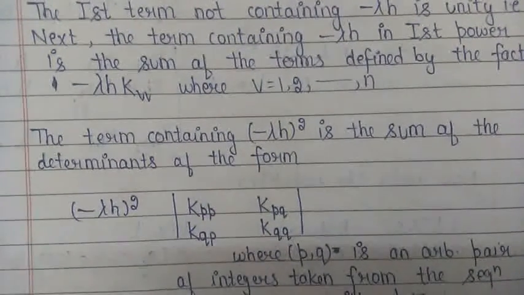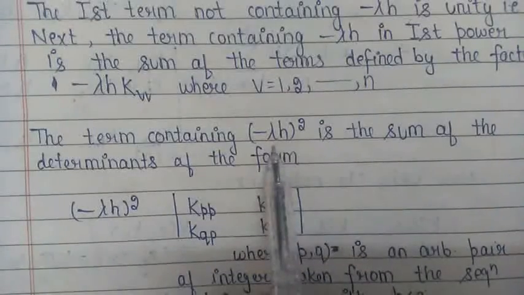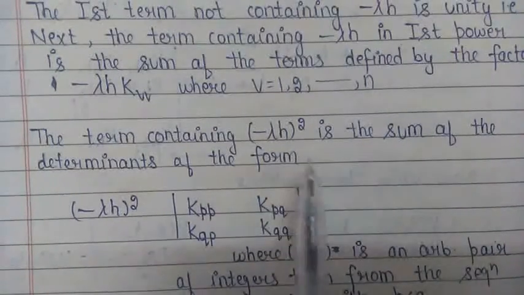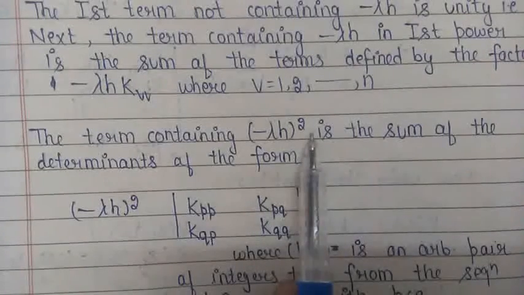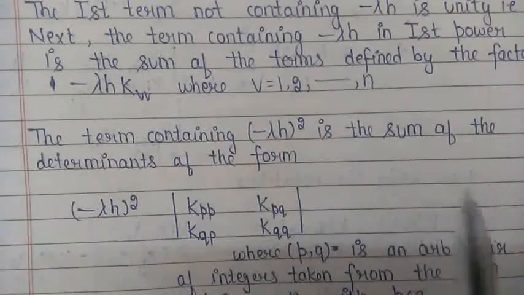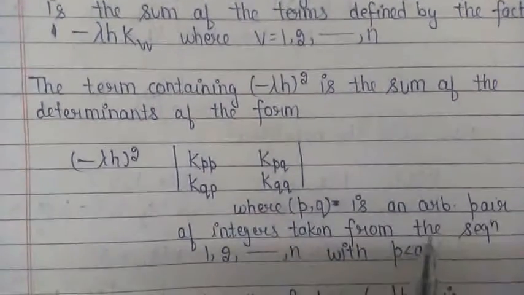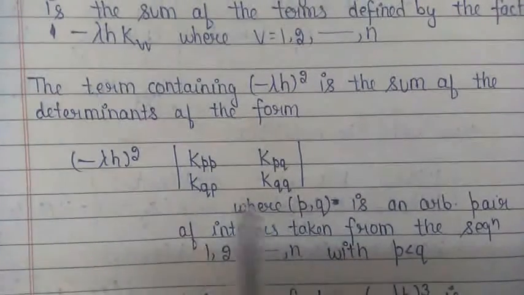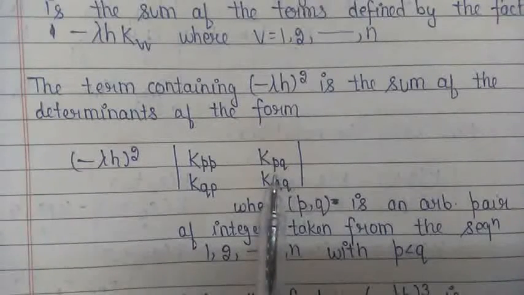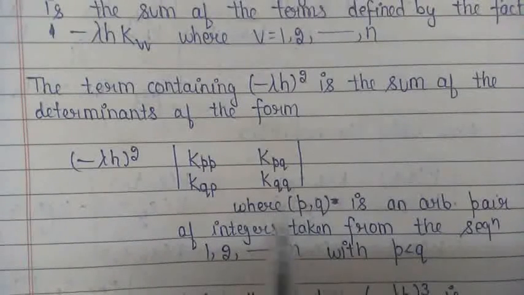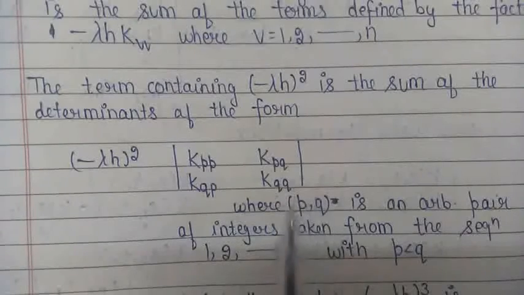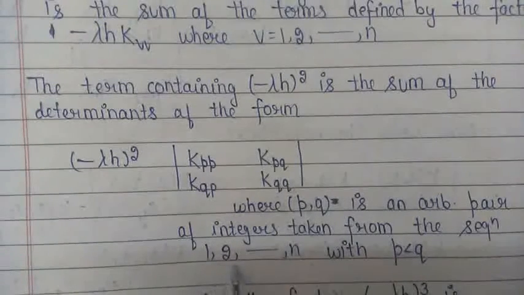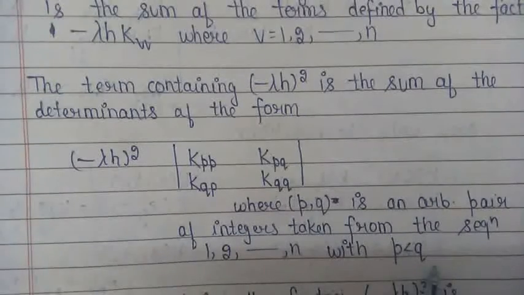Now let us see the terms which contain minus lambda h in the second power. In the determinant we can see that the terms containing minus lambda h raised to the power 2 are given by the sum of the determinants of this form: minus lambda h whole square into the determinant kpp, kpq, kqp, kqq. Here the pair pq is an arbitrary pair of integers taken from the sequence 1, 2, 3 and so on up to n, and p is less than q.